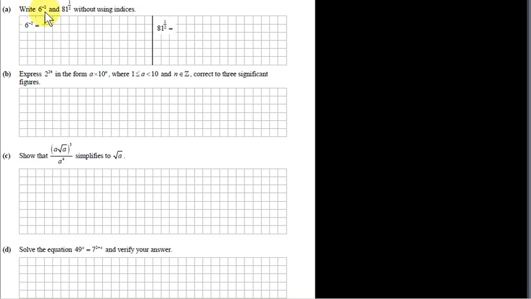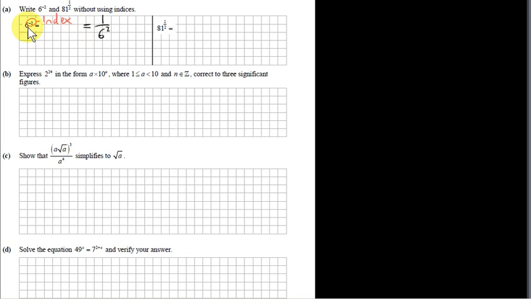Write 6 to the power of minus 2 and 81 to the power of a half without using indices. Now, an index is another word for a power. So the index here is minus 2. If we are talking about more than one index, we use the word indices. So the plural of index is indices.